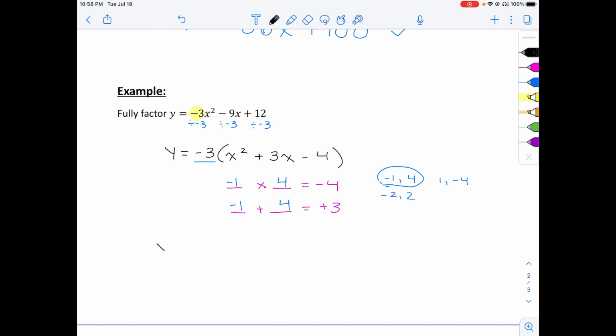So my fully factored version of this equation would be y equals -3(x - 1)(x + 4). And that is the fully factored form of that quadratic.